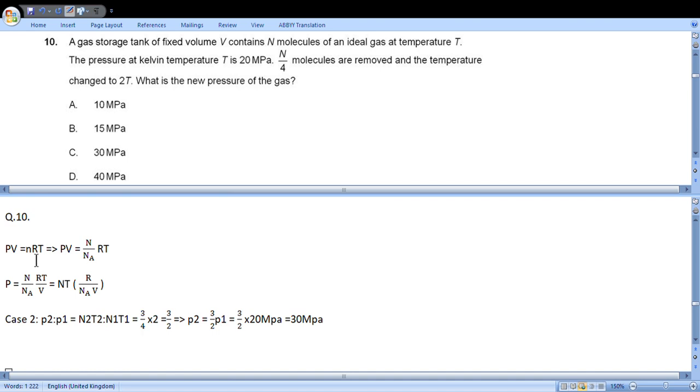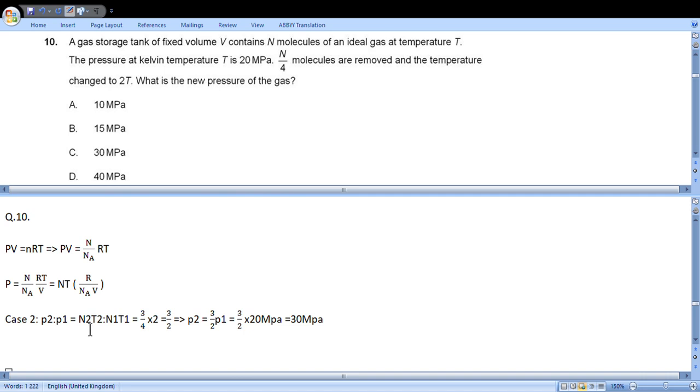So we use the gas equation, write it in terms of number of molecules, then write the formula for pressure. In this formula we have separately N and T, and R, Avogadro's number and volume are constant. So what is changing? Number of molecules and temperature. So we have case 2 and case 1. If we divide pressure of case 2 by pressure of case 1, the common part we can cancel, and we get N2T2 over N1T1.